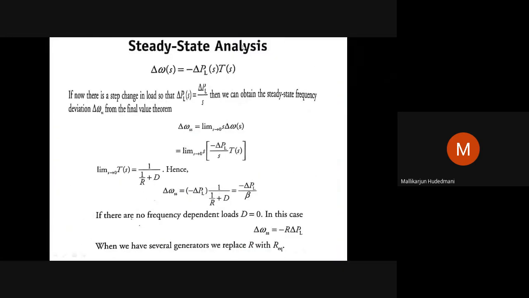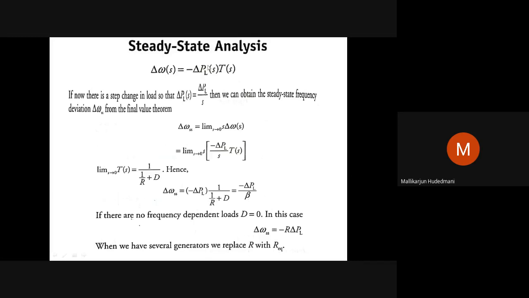Yes, this block. Can you see this? Delta omega of s equals minus delta PL of s into the transfer function of that. If I take this here, delta omega of s divided by this becomes the transfer function. That's why I visited this particular heading today once again. So I am in need of the response of this system for the frequency deviation.